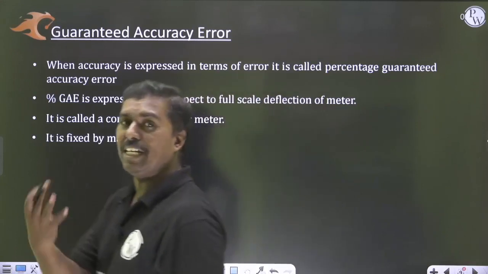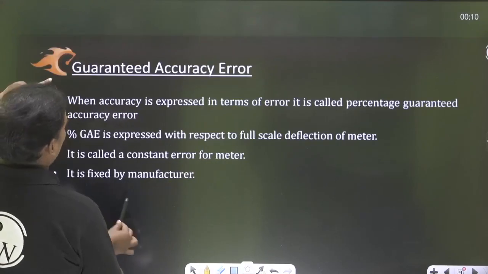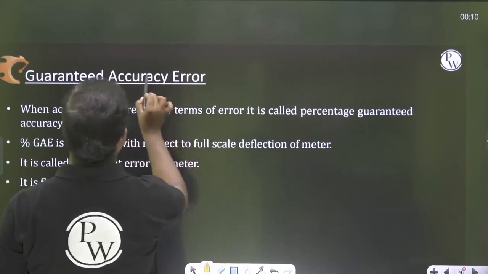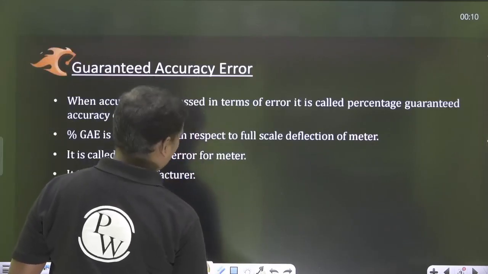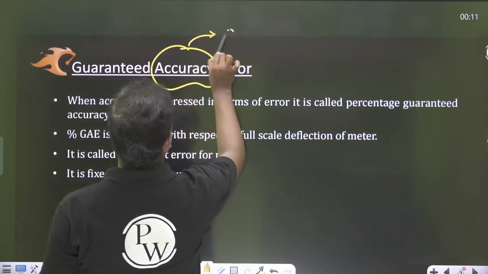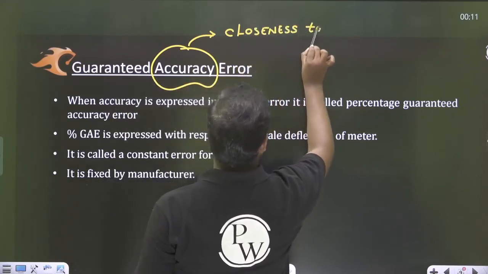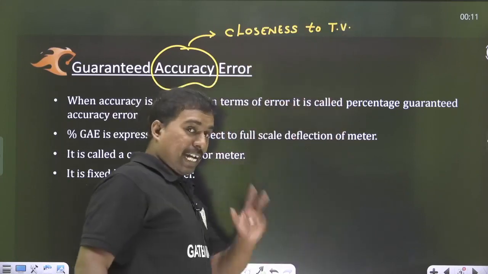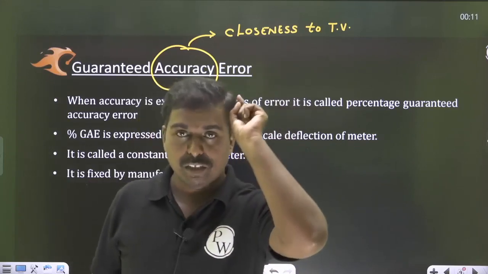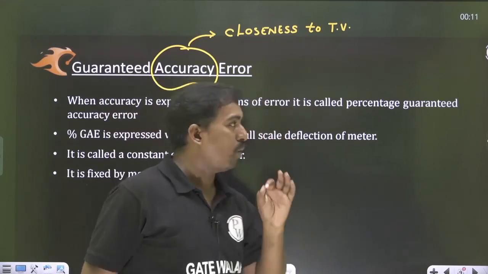Next comes the guaranteed accuracy error. It is a very, very important error, my dear, and we are going to have questions on this. What is guaranteed accuracy? First of all, what is accuracy? Accuracy is closeness to the true value. Guaranteed accuracy error means that whatever care you take, an error is guaranteed. There is compulsorily an error. What is that guaranteed error?